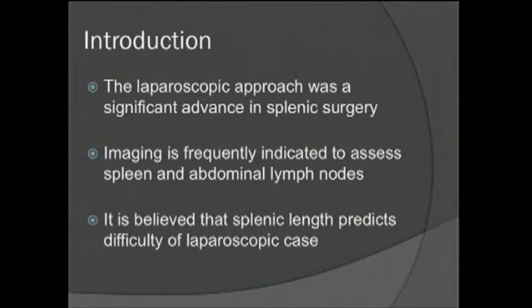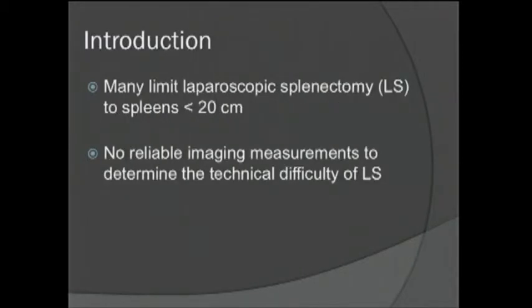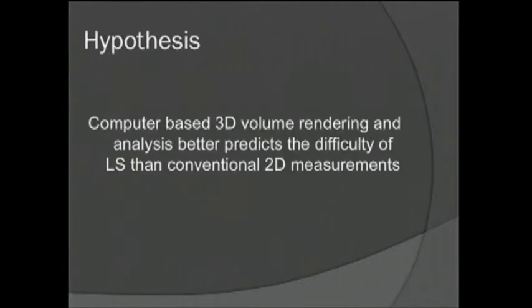The laparoscopic approach was a significant advance in splenic surgery. Imaging and image processing prior to the surgery is generally indicated to assess the spleen and the abdominal lymph nodes. It is often believed that the splenic length is a contributor and a predictor of the difficulty of the laparoscopic case. Many limit laparoscopic splenectomy to spleen sizes of less than 20 centimeters. However, no reliable imaging methodology or preoperative measurement exists that could properly predict the technical difficulty of laparoscopic splenectomy.